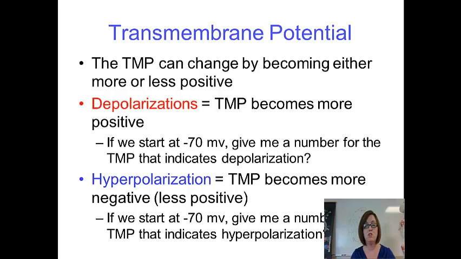A hyperpolarization is a transmembrane potential that's become more negative, or you could say it's become less positive. So again, if we start at -70, can you give me a number for the transmembrane potential that indicates a hyperpolarization? So if you start at -70 and you hyperpolarize, that means you have to become more negative. So what's a number that's more negative than -70? Maybe you said -80. That would work.